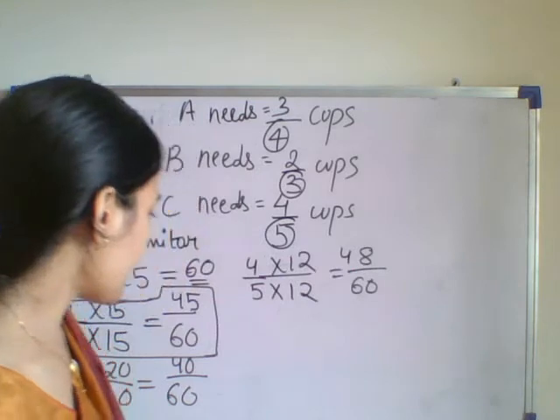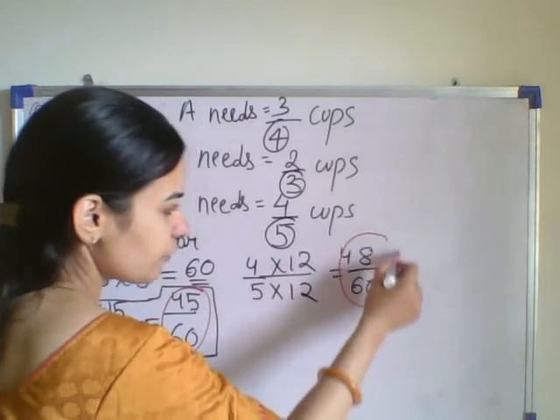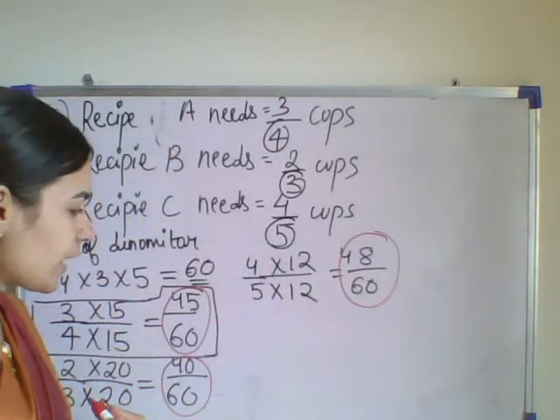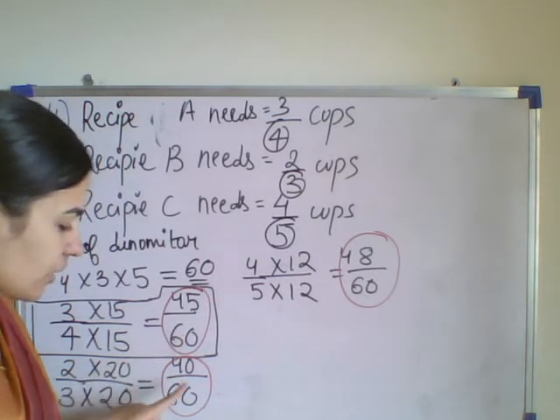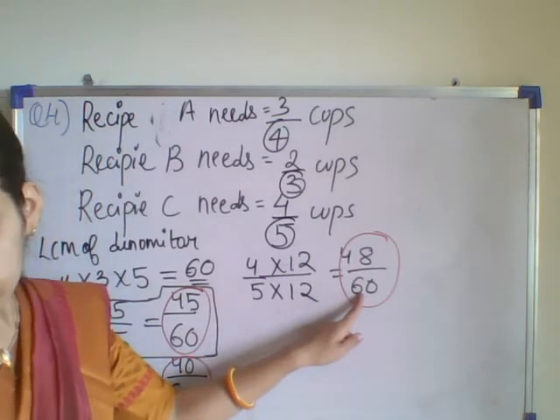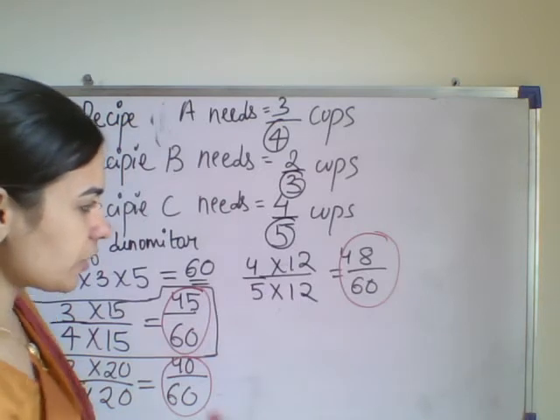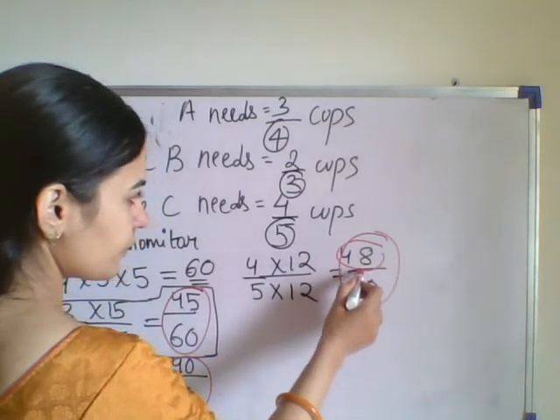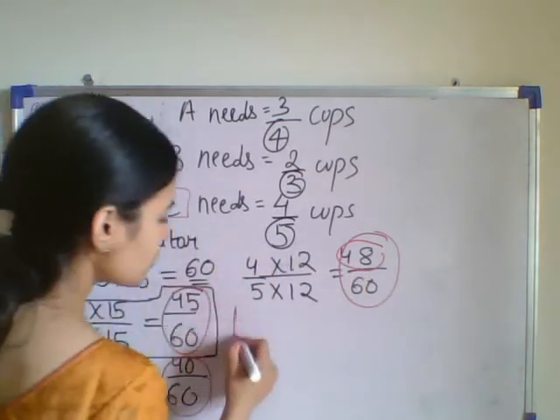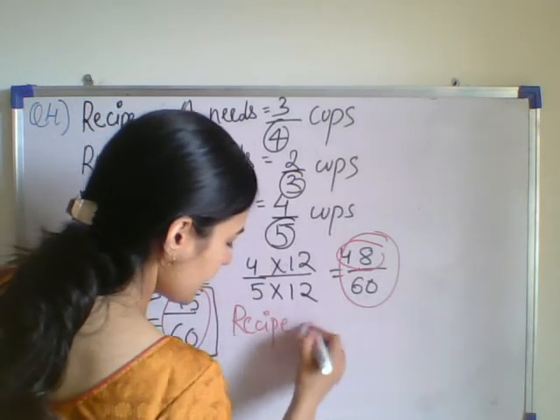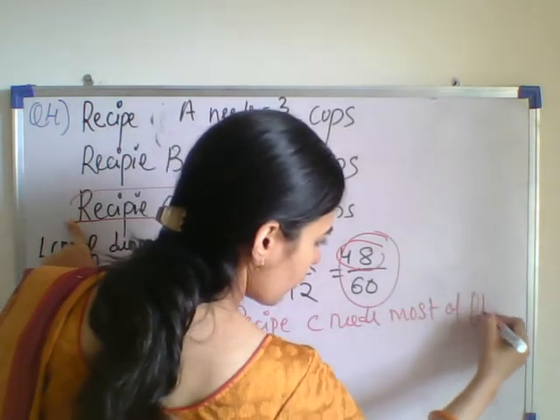Now look at these 3 fractions. I have converted these 3 fractions into equivalent fractions. Here the denominator is 60, here also it is 60, here also it is 60. Now see which number is greater. 48 is greater. Yes, so we can say that recipe C needs the most flour.